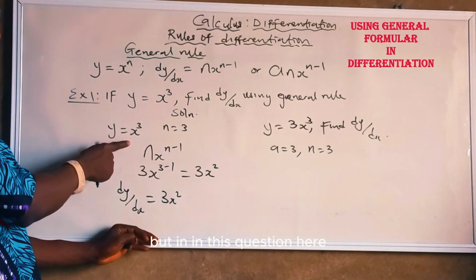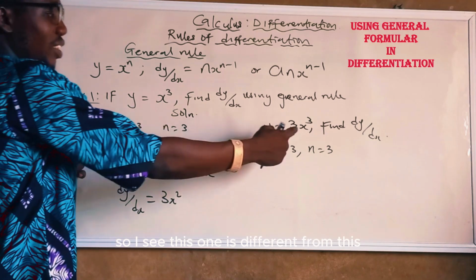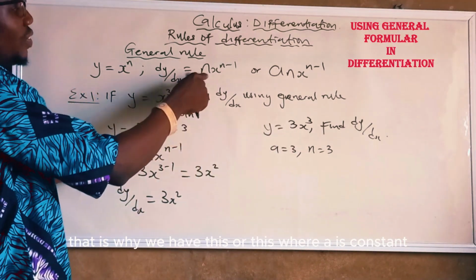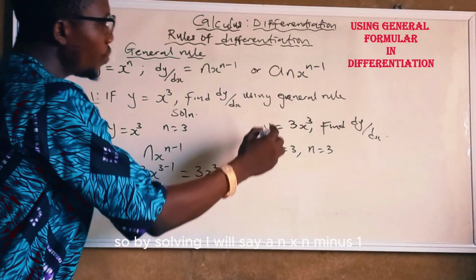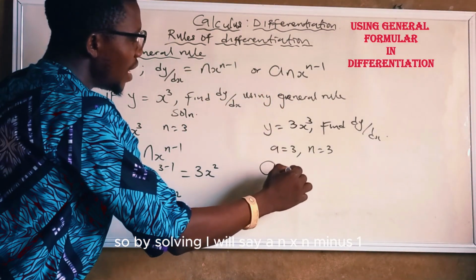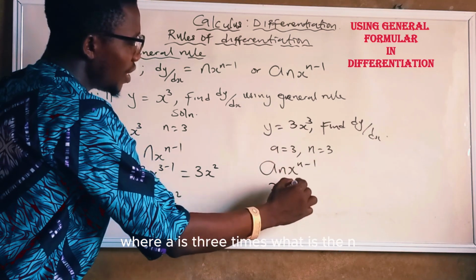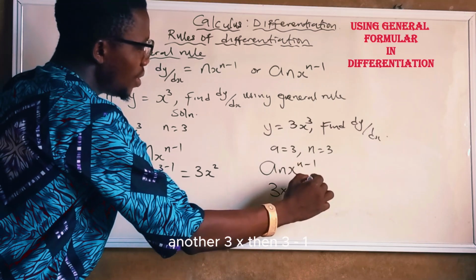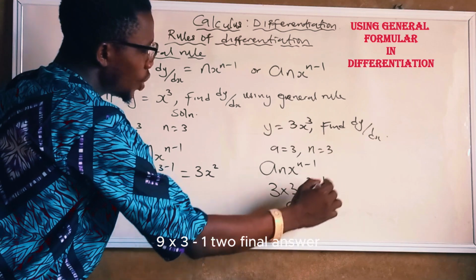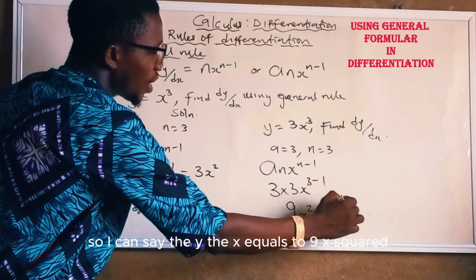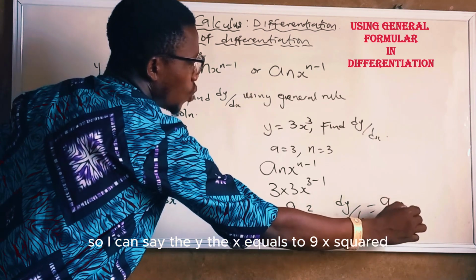But in the previous question, as you can see, there is no front number, so this one is different from that. That is why we have this formula where a is constant. So by solving, anx^(n-1), where a is 3, times n, another 3, x to the power 3 minus 1. 3 times 3 gives 9x, and 3 minus 1 is 2. Final answer: dy/dx equals 9x squared.